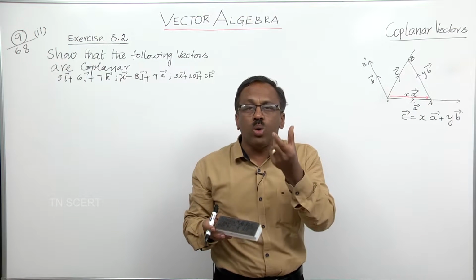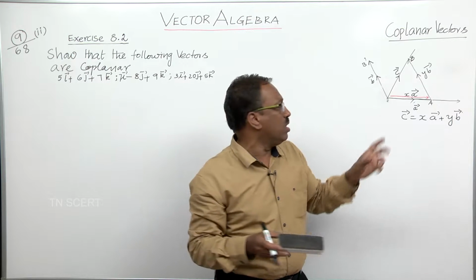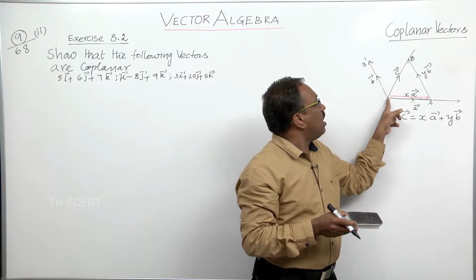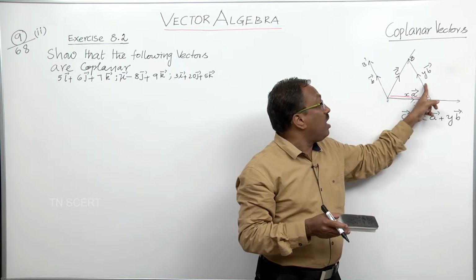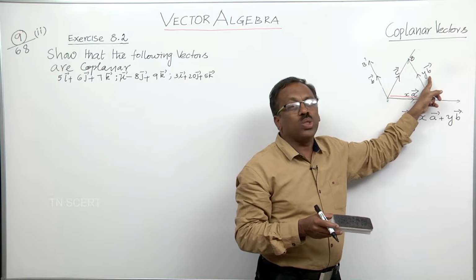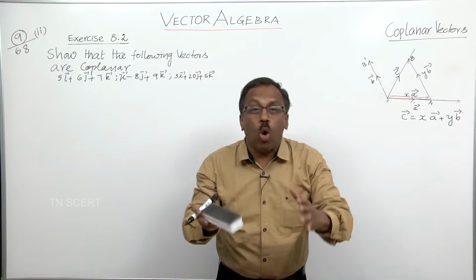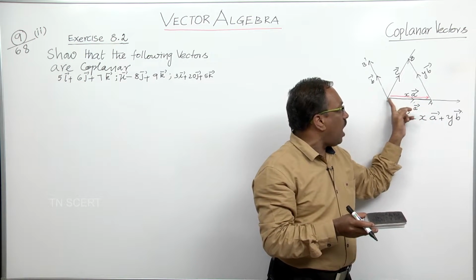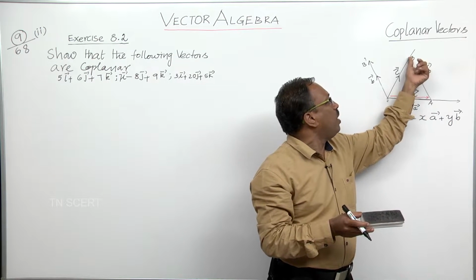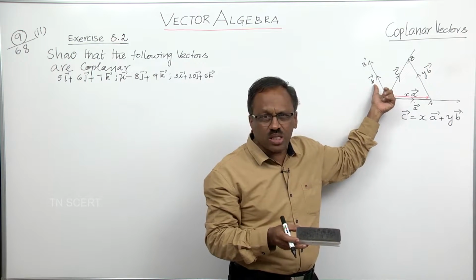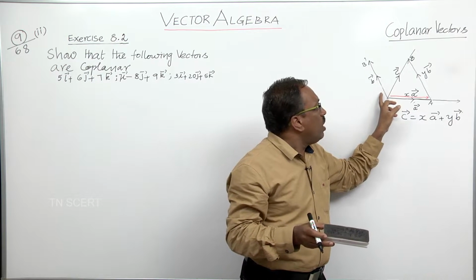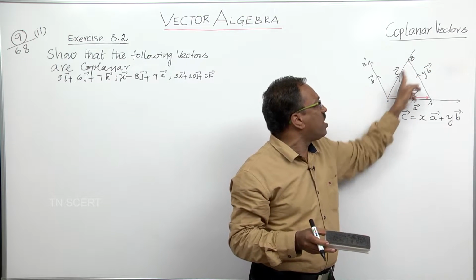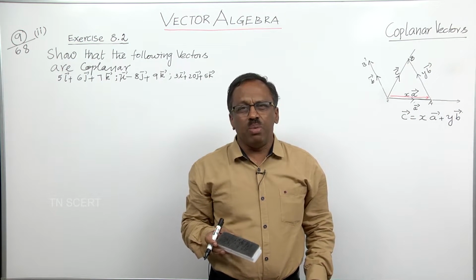Remember that. How to represent a vector as a linear combination? O to A is XA vector. Likewise, A to B, the representation is B vector, but with the linear combination it is YB vector. So any coplanar vectors should be represented in terms of XA as OA and A to B as YB, because it is parallel to this. Okay, fine. Now using the triangle law of addition, OB vector is equal to OA vector plus AB vector.